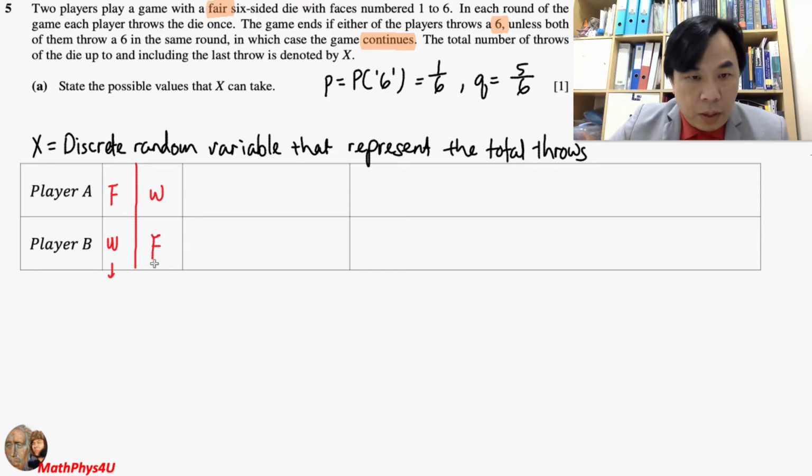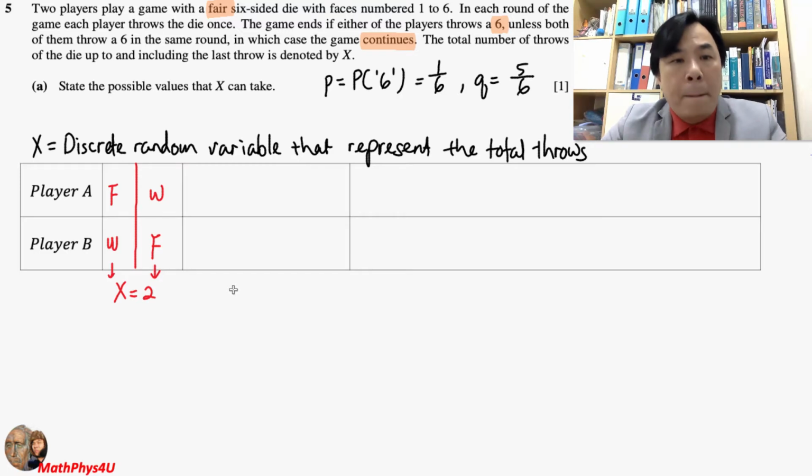Therefore, I'm going to label this discrete random variable as having the discrete value of 2. So I'll label this as X equal to 2, meaning that in both, 2 throws in that round determine the winner in this case. So I hope that is clear at this point.